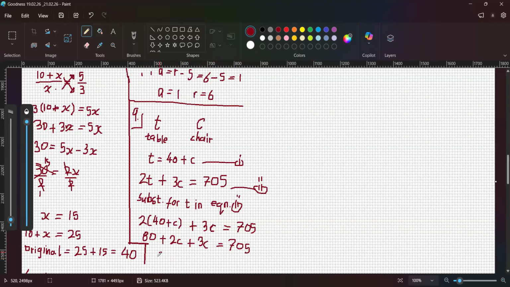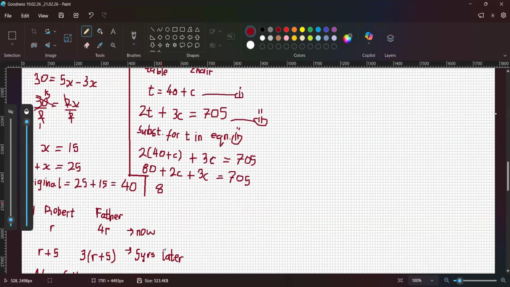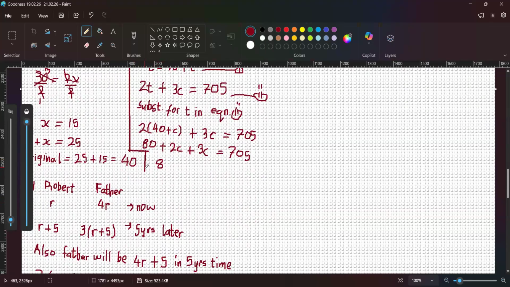So that means I'll have 80 plus 5C equals 705, right? Yes, sir. 80 plus 5C equals 705.